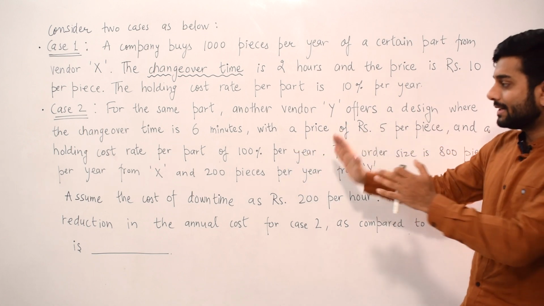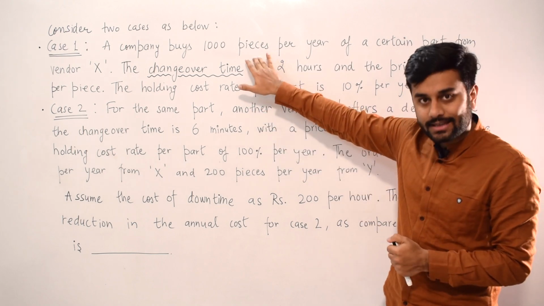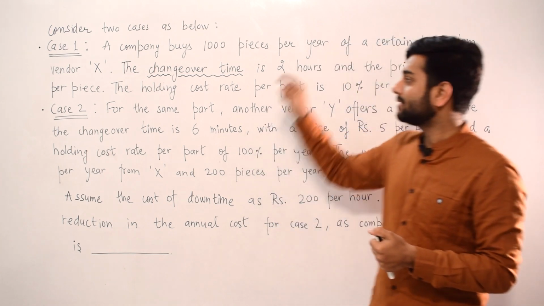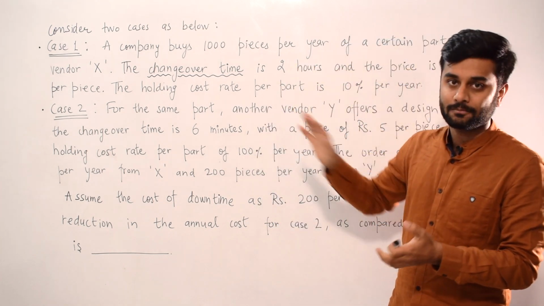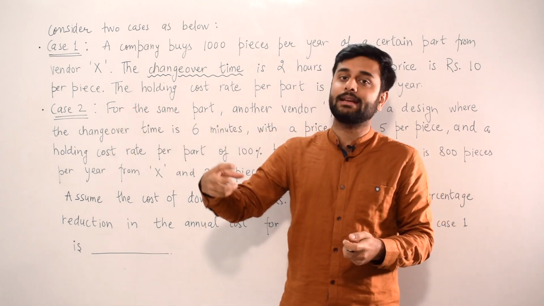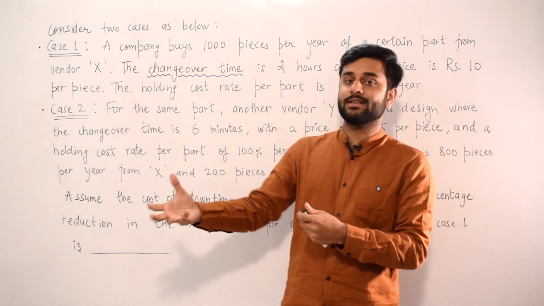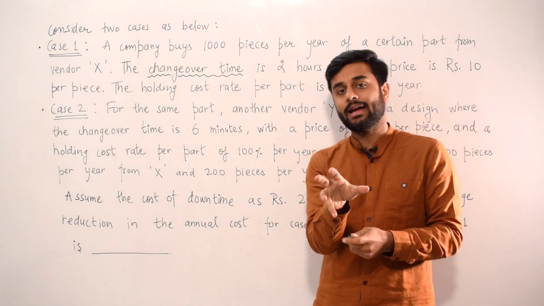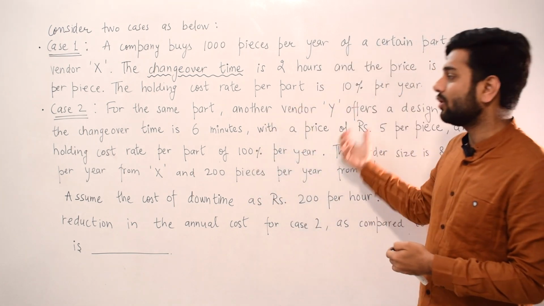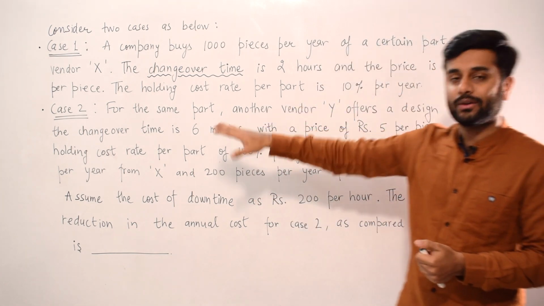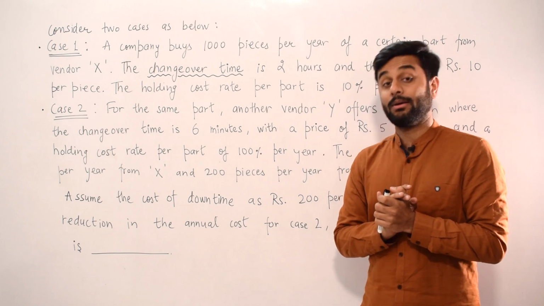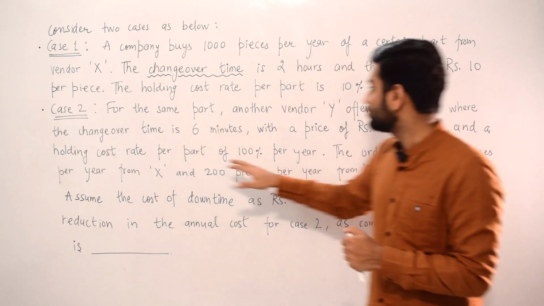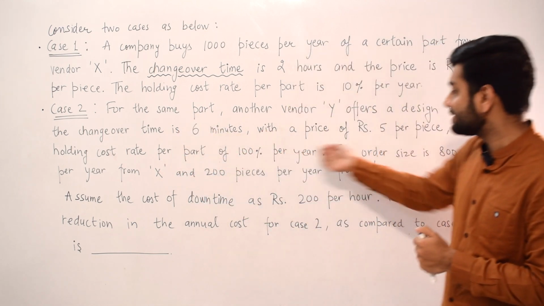So till now, what has happened? In the first case, the company was having 1000 pieces from vendor X with certain parameters, certain prices, etc. In case 2, a new vendor came, vendor Y, who is offering the same part but with a subtly different design. Due to the change in design, some of these costs like holding cost and the change over time changed. But at this point we don't know how much order the company has given to vendor Y, and that is what it tells in the next line.